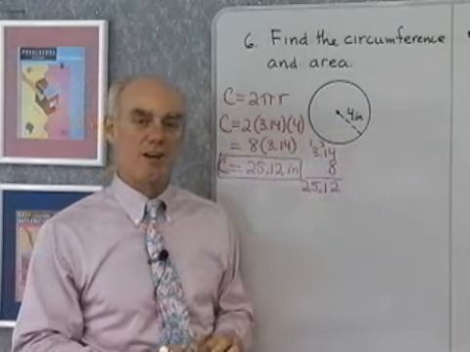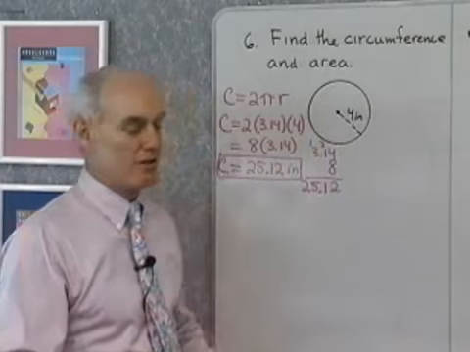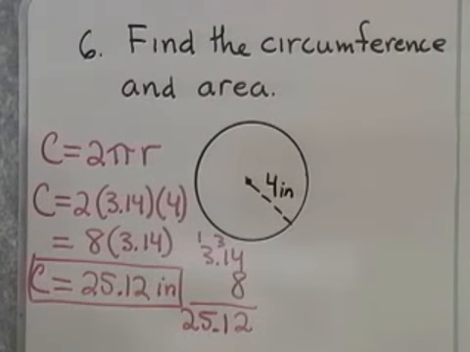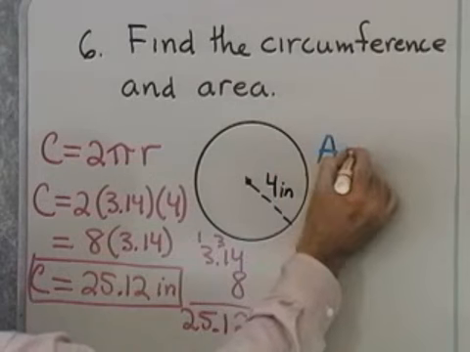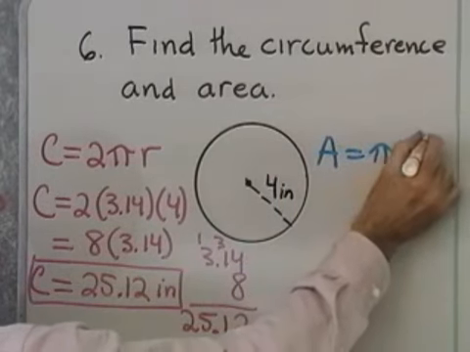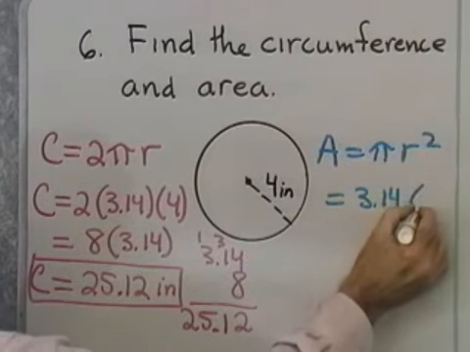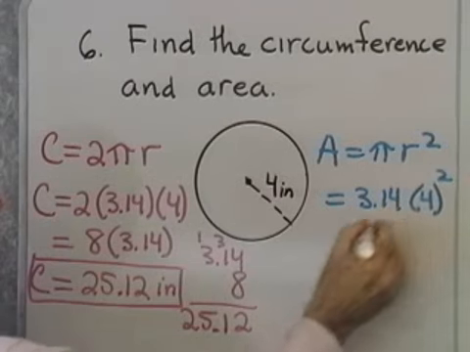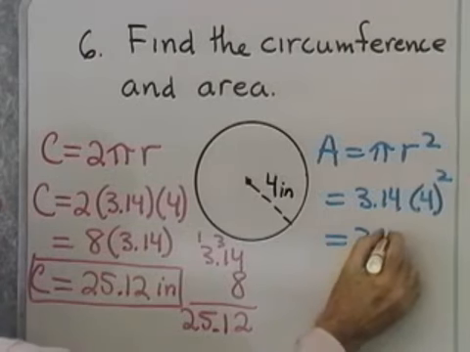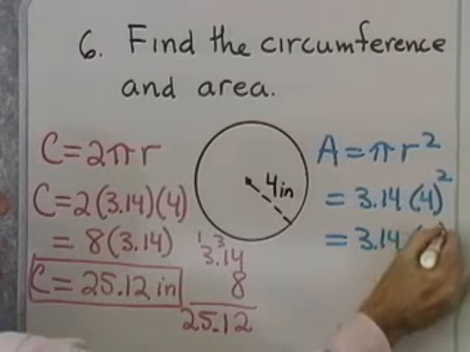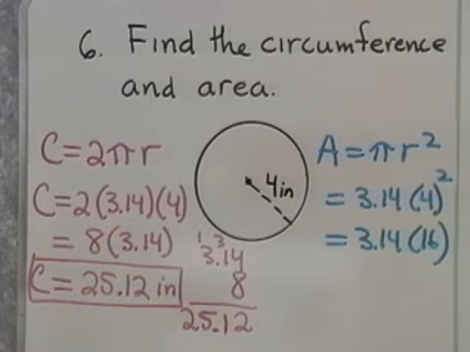The next thing I want to do is find the area of this circle. I'm going to use a different formula. A is equal to pi times the square of the radius. So that will be 3.14 times 4 squared. So I end up with 3.14 times 16. 3.14 times 16, and I'll just multiply that out and tell you what I get.